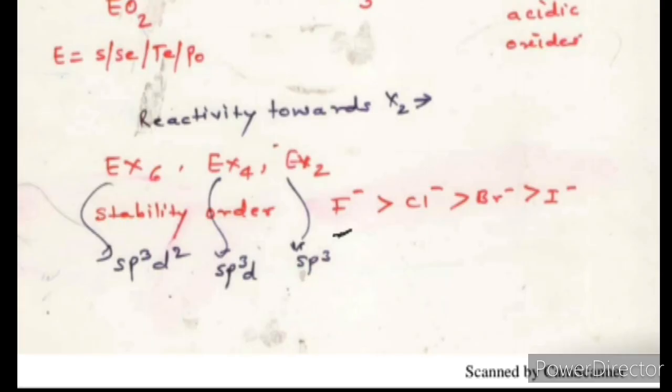Here, stability order: fluorides are always the most stable, then chlorides, then bromides, then iodides, because fluorine makes very strong and short bonds, and also when fluorine makes a bond with any element, it releases lots of bond enthalpy, or lots of lattice enthalpy. So, due to higher lattice enthalpy or bond enthalpy, the fluorides will be more stable than chlorides, bromides and iodides.